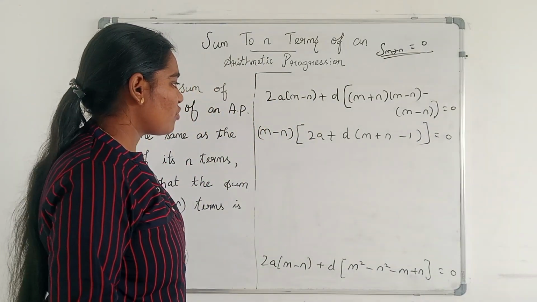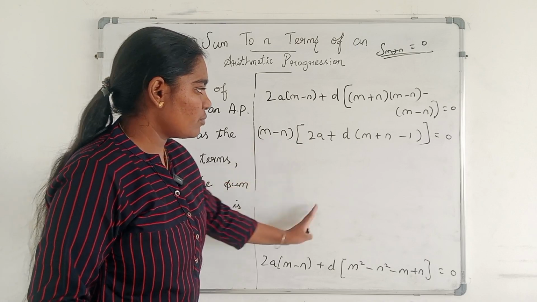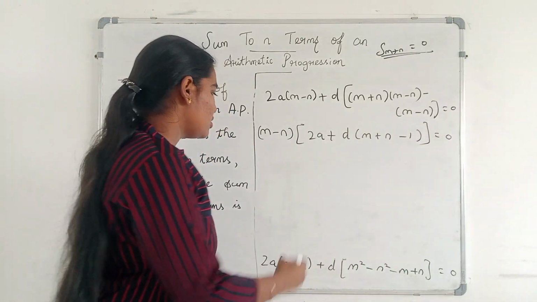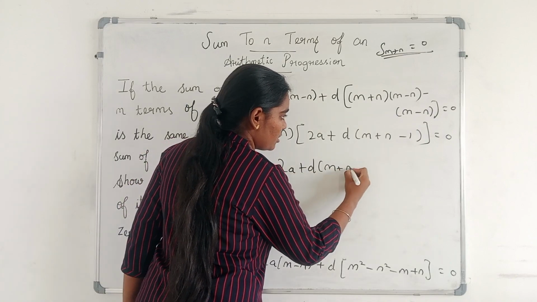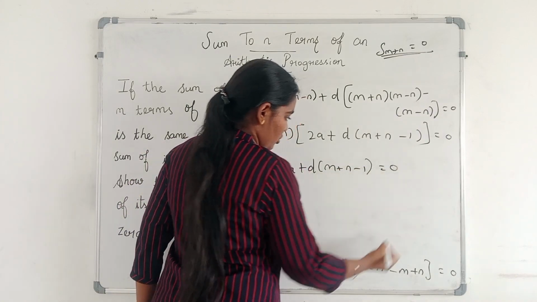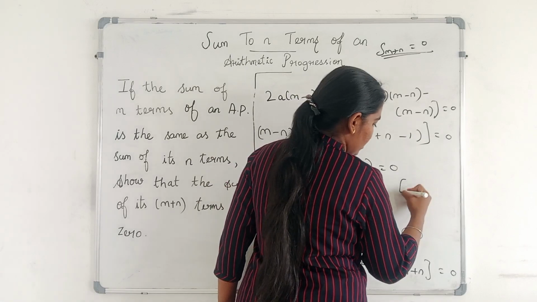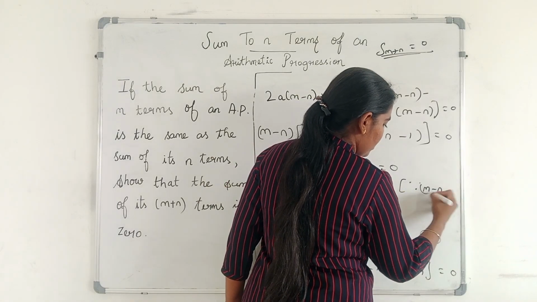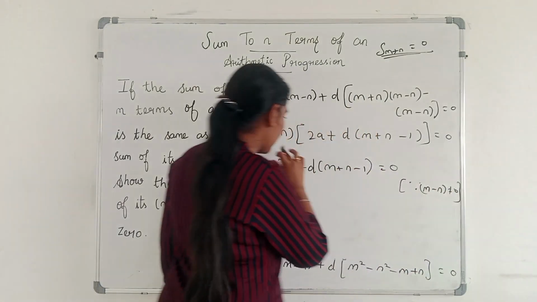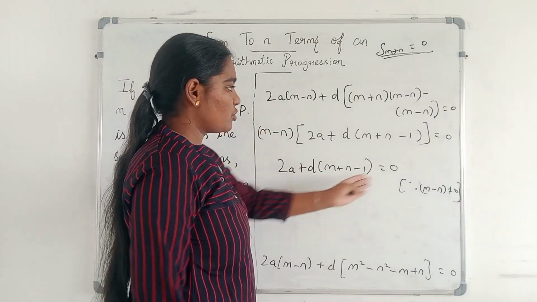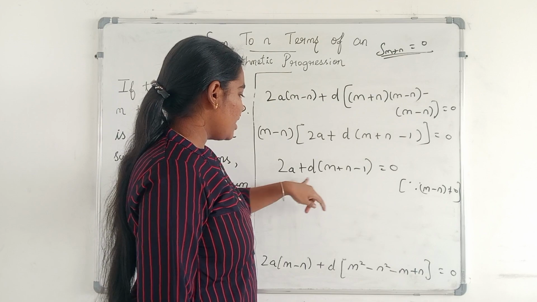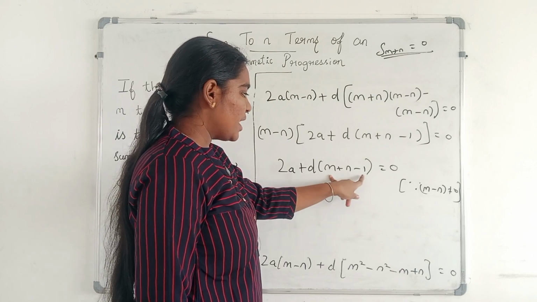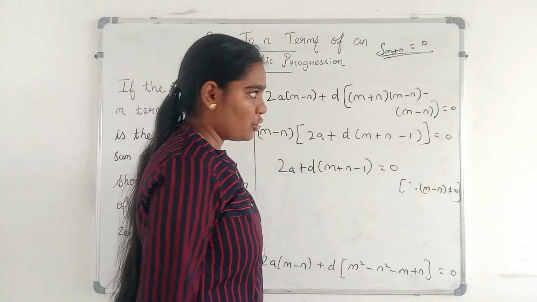Now, next step, what can we do? We can move this m minus n to this side. What you will get is 2a plus d into m plus n minus 1 equals 0, and this m minus n is not equal to 0. This m minus n is not equal to 0, but when it moves to this side, it will disappear. So, finally, you will get 2a plus d into m plus n minus 1 equal to 0.